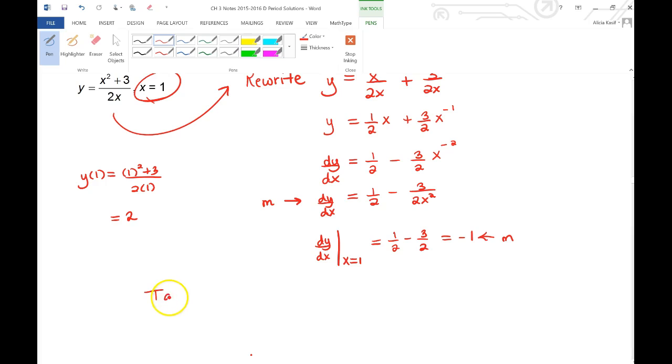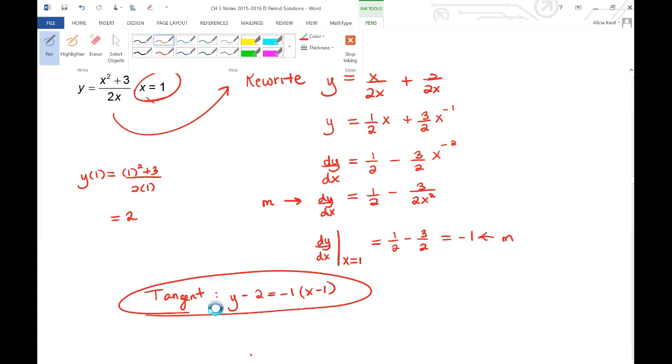So now my tangent line is what? y minus 2 equals negative 1 times x minus 1. Perfect. That's easy to put in slope-intercept form, but we can leave it that way. If you want, you can put it in slope-intercept.